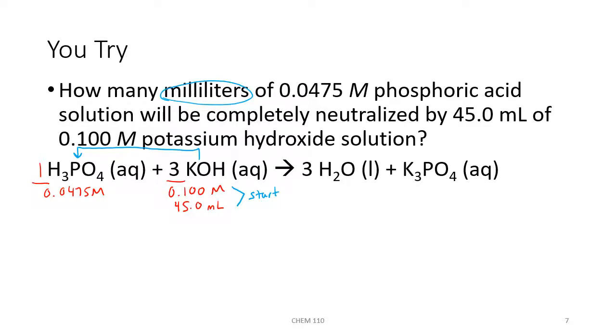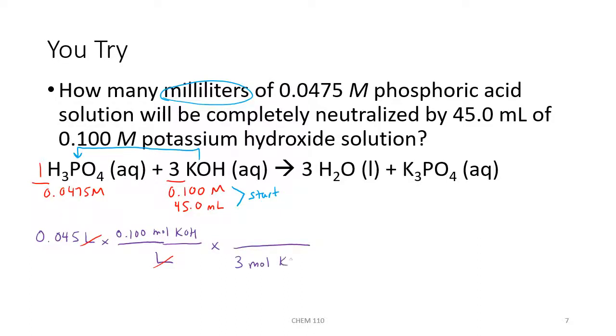So starting with our volume of potassium hydroxide, we'll convert it to units of liters, 0.045 liters. Next, we need to multiply by the molarity, 0.100 moles of KOH per liter of solution. Our liters are going to cancel. Now we can use our balanced chemical equation.